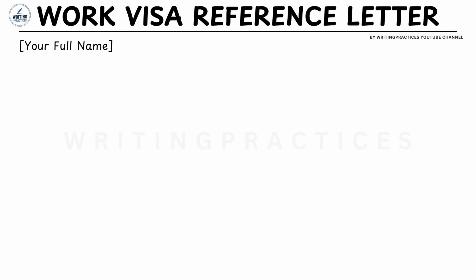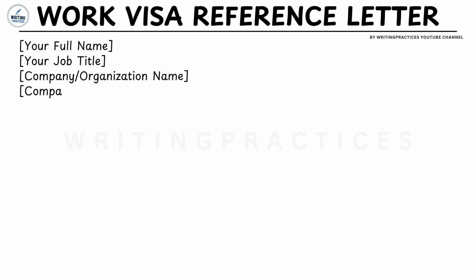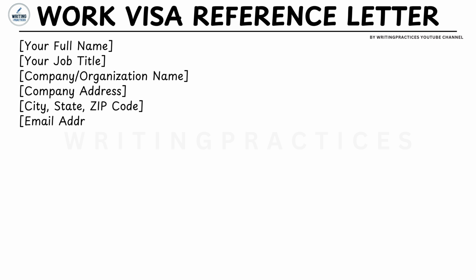Sender's information. We begin at the top with the sender's details. This part should include your full name, your job title, the company or organization name, your work address, email, and phone number. This section identifies you as the referee and helps verify your credibility. For example, if you're writing the letter as a supervisor or HR manager, this part shows the embassy or visa officer that you're in an appropriate position to speak on the applicant's professional capabilities.